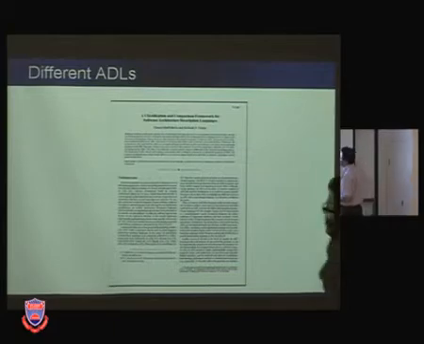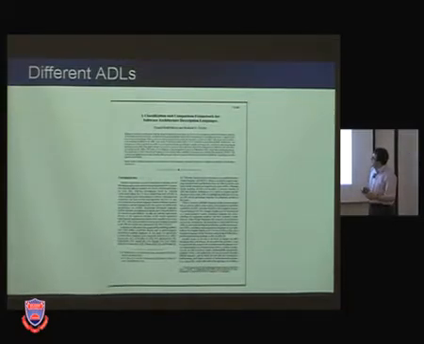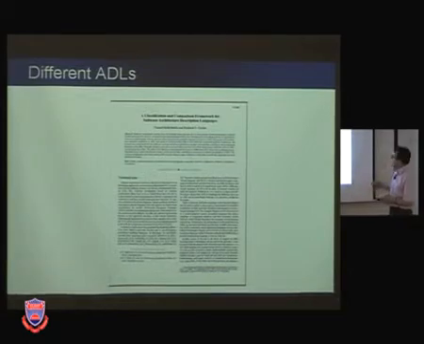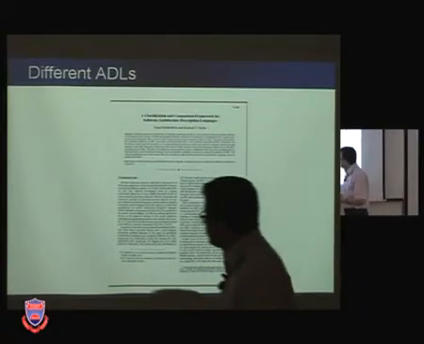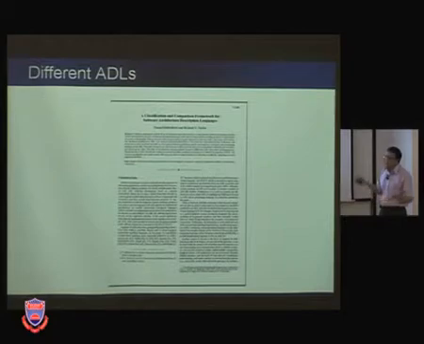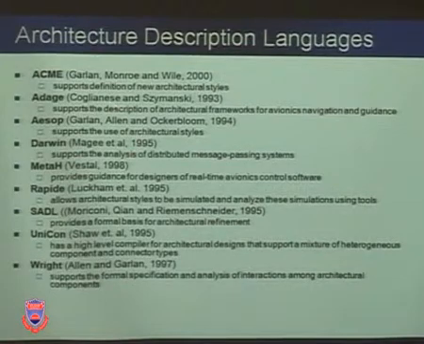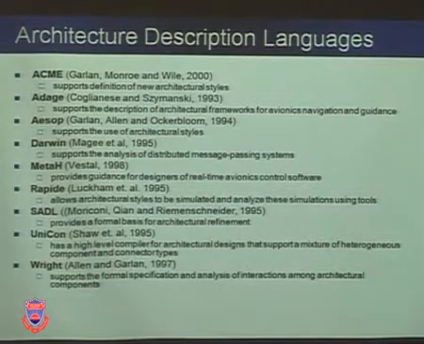Different ADLs have been described in this paper from Nenad Medvidovic and Richard Taylor, a classification and comparison framework for software architecture description languages. The paper is about 10 years old, I don't know, but it provides a survey on the existing ADLs and compares these architectural description languages. These are the languages listed in this paper, which are also known in the architecture design community: ACME, Adage, Aesop, Darwin, Meta-H, Rapide, SADL, UniCon, Wright.